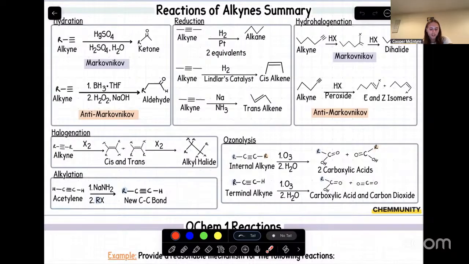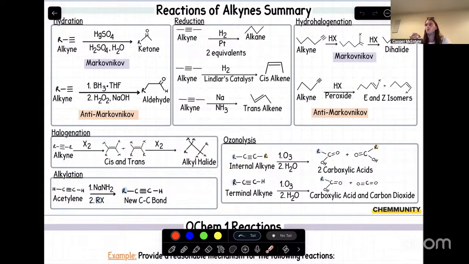So what we can do is we can expose a super strong base in the presence of our alkyne that does have that terminal hydrogen that we can steal. And by undergoing that acid-base reaction, we can form a good carbon nucleophile, and that good carbon nucleophile can attack our alkyl halide if we were to include that. And by doing so, we form a new carbon-carbon bond, and we can extend the carbon chain, which is super beneficial.